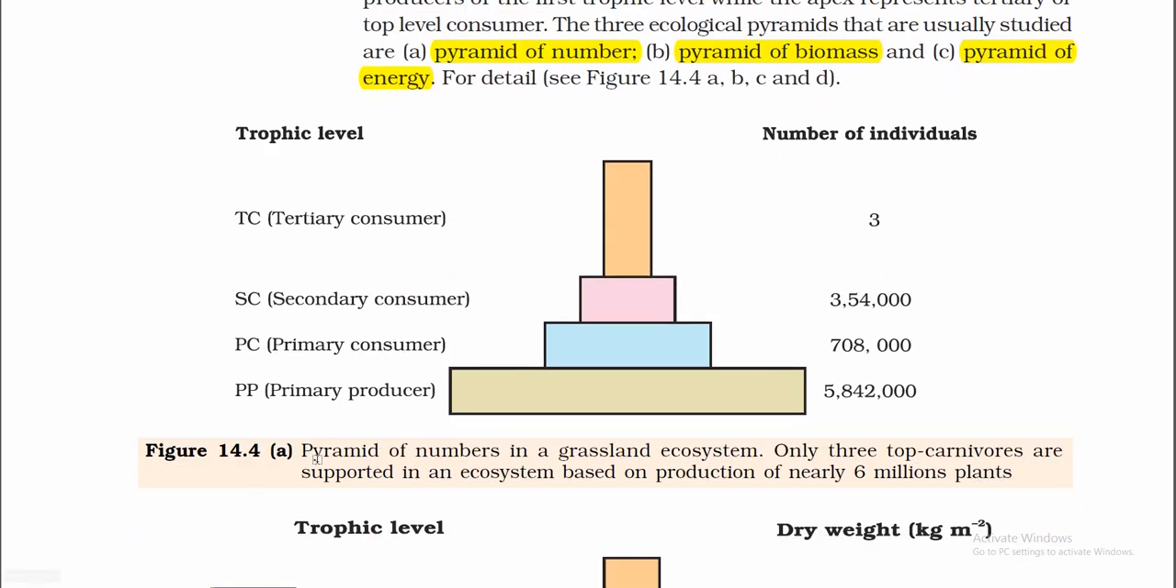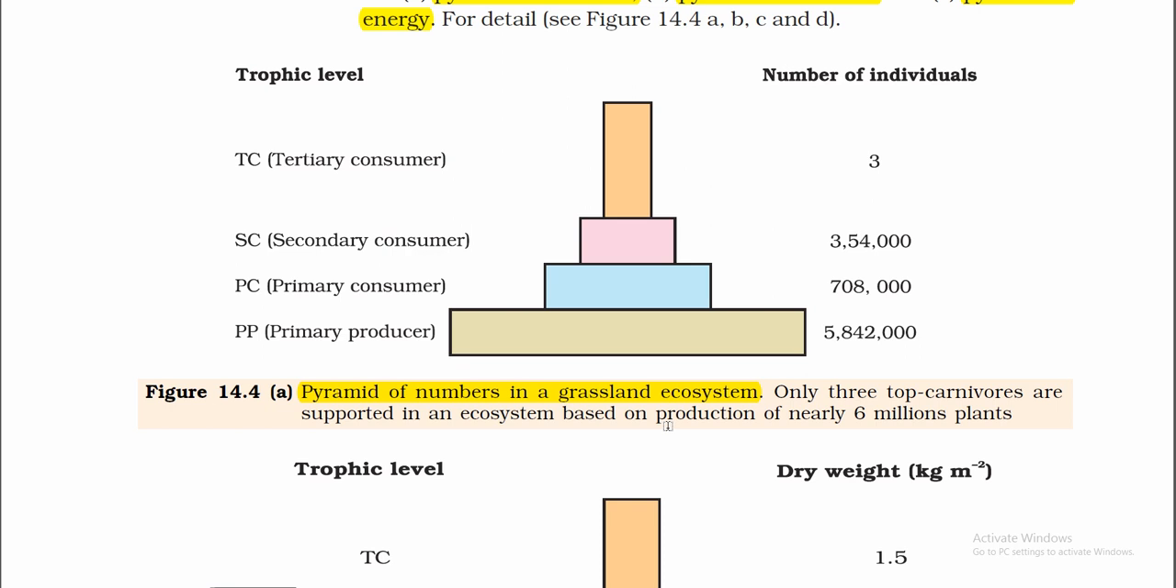Trophic level. First comes the pyramid of numbers in a grassland ecosystem. Understand it? It's a grassland ecosystem. Only 3 top carnivores are supported in an ecosystem based on the production of nearly 6 million plants. See, top 3 carnivores for 6 million plants.